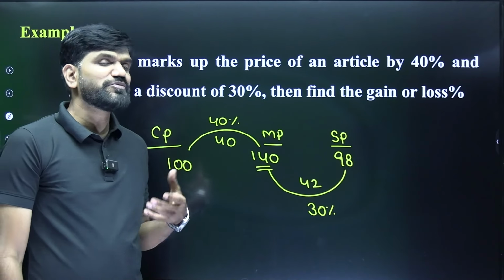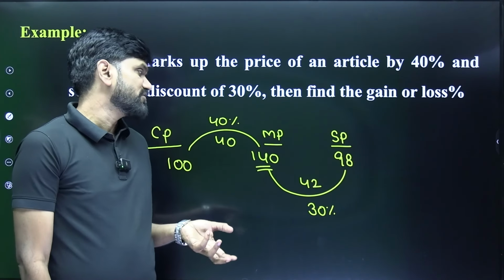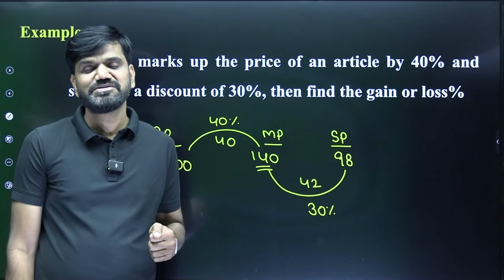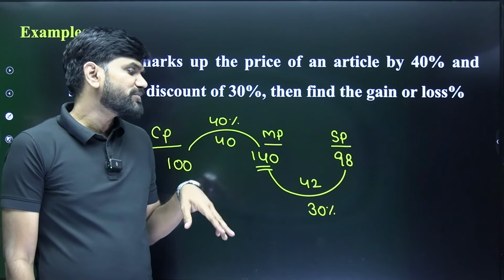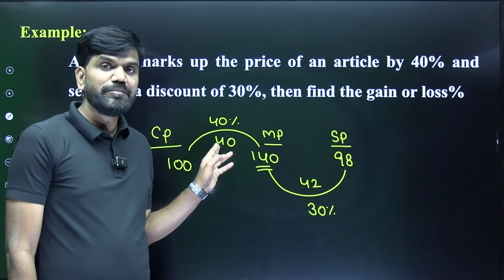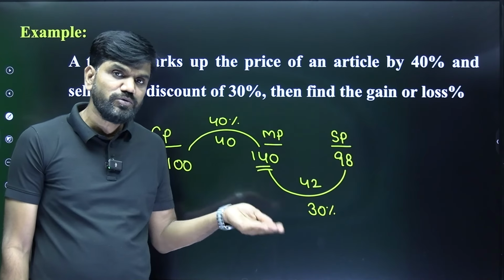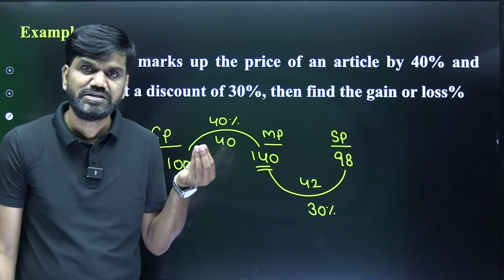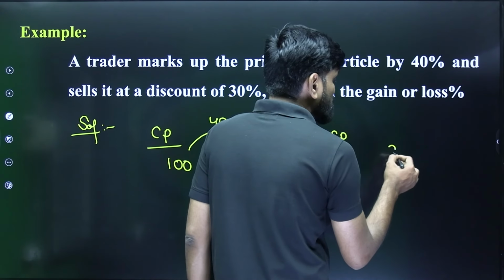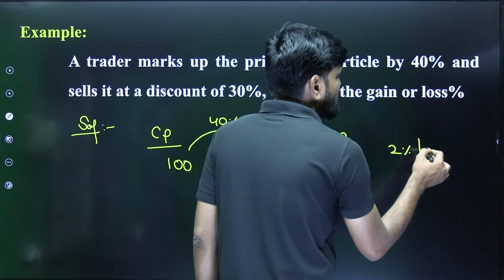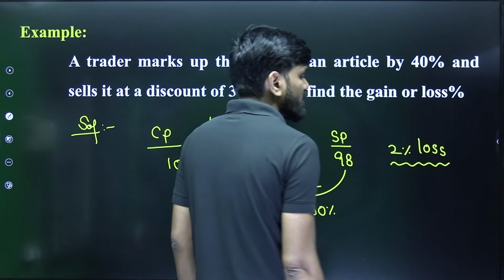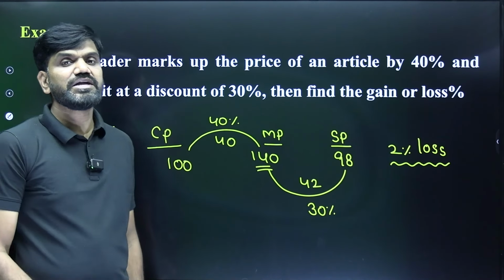Generally students feel, sir, markup percentage is more, discount percentage less, how can there be a loss? It can be. You marked up by 40%, no doubt, but 30% on that happens to be more than this. Marking up by 40 rupees, offering a discount of 42 rupees, means you are selling it for 98 only. That means there is a loss. A 100 rupee article is sold for 98, means there is a loss of 2% in the transaction. Hence your answer has to be 2% loss.